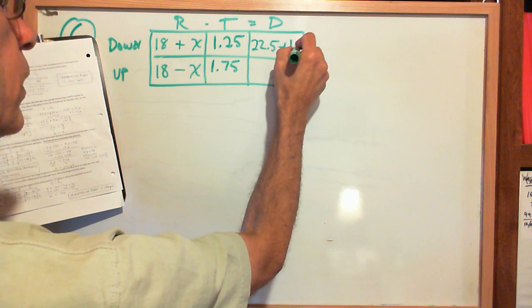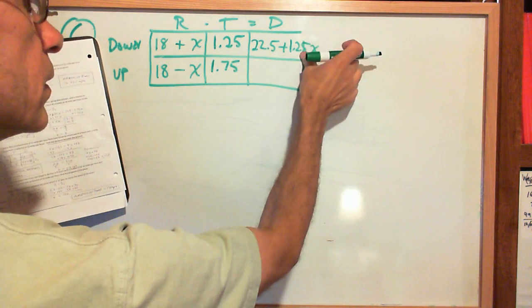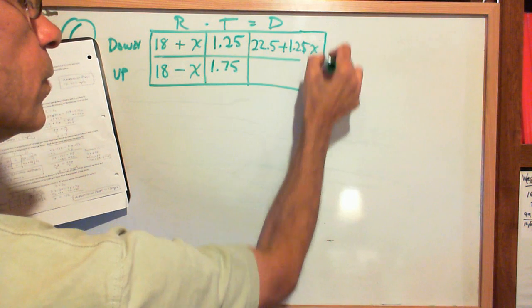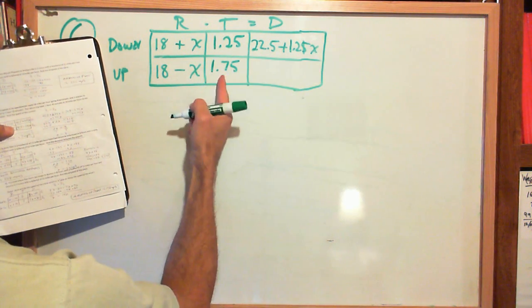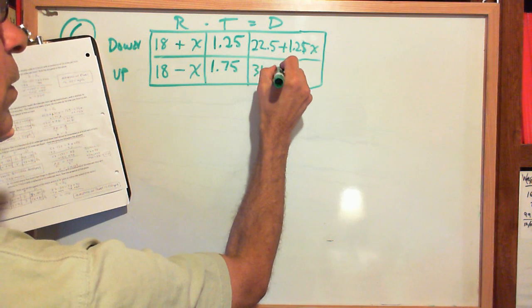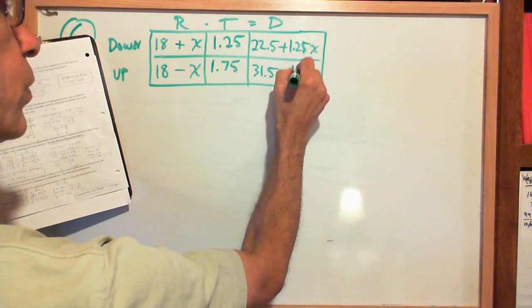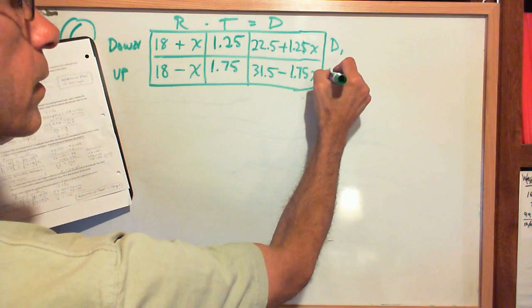plus 1.25x. And I guess I needed more space. Give myself a little more space. And then we have 30. This times 18 is 31.5 minus 1.75x. That's my D1. That's my D2.